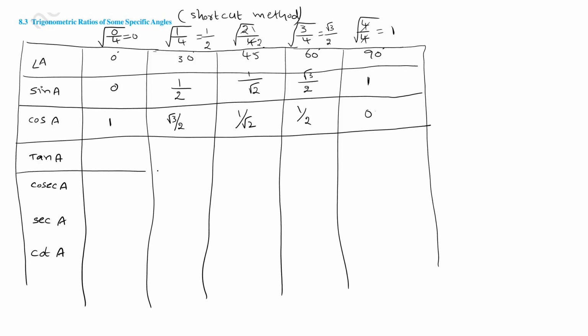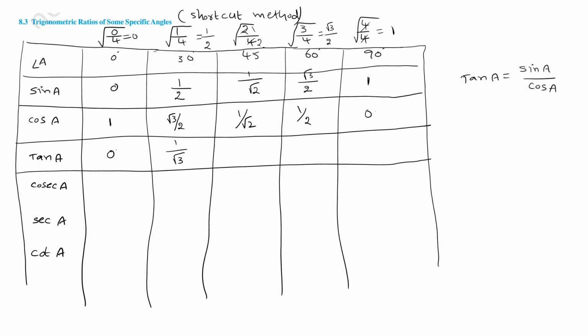Next, tan. We know that tan is nothing but sine by cos. So tan A is equal to sine A divided by cos A. So tan 0 is sine 0 by cos 0, which is 0 by 1, so 0. Next, tan 30 is sine 30 by cos 30. So 1 by 2 divided by root 3 by 2. Both the denominators will get cancelled. 1 divided by root 3 will get here.